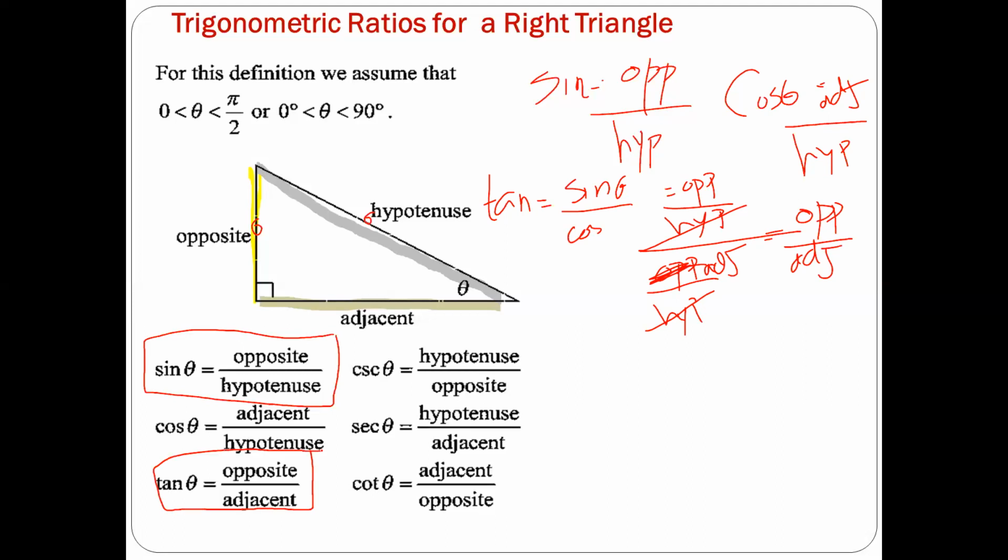Now, what about cosecant? We know that cosecant is 1 over sine. So 1 over sine is the reciprocal of sine, so it will be hypotenuse over opposite, because the sine is opposite over hypotenuse. Secant is the reciprocal of cosine, so it will be hypotenuse over adjacent. And cotan is the reciprocal of tan, so it will be adjacent over opposite.